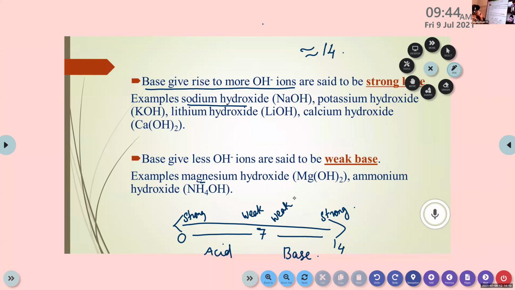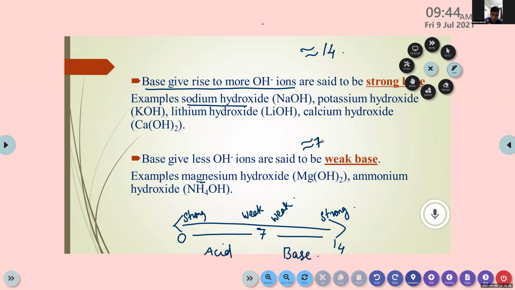Finished? Yes or no? Ma'am, no. A strong base is up to 14. Yes. A weak base is approximately equal to 7 or 8. Yes, dear.